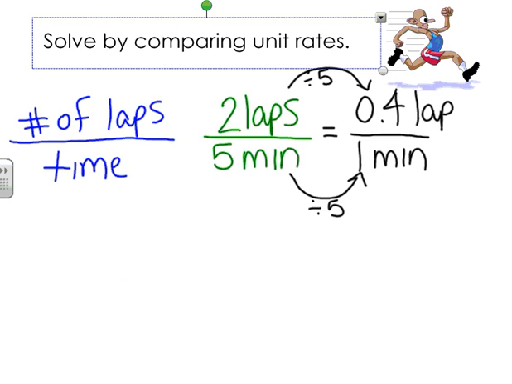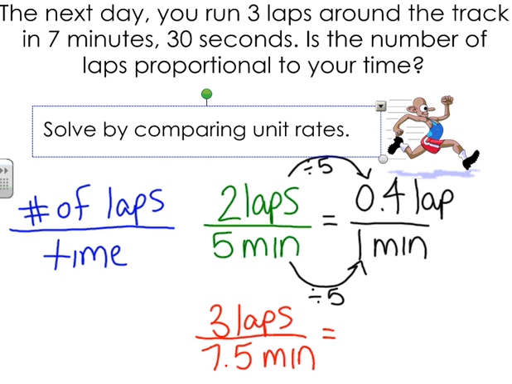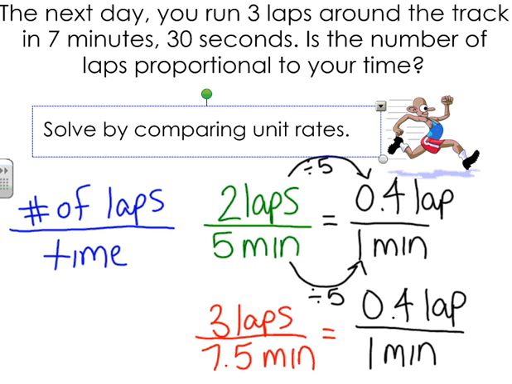The second day, we ran 3 laps, and it took 7.5 minutes to do that. Okay, just like before, we're going to find a unit rate. So I need to make this out of 1 minute. And I'm going to do 3 divided by 7.5. And when I do that, I happen to get 4/10 of a lap, just like before. Okay, because I have 2 fractions that are equal to each other when I simplified them down, then I would say, yes, the number of laps is proportional to my time.